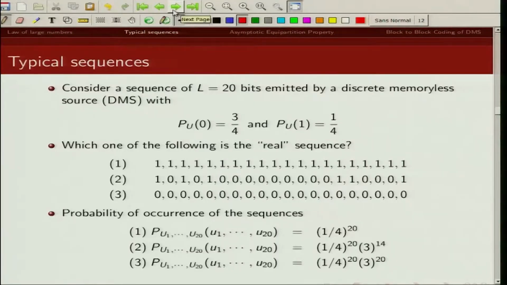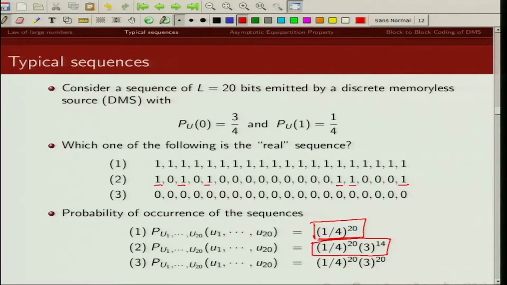Now if we look at the probability of occurrence of each of these sequences, because 1 happens with probability 1 by 4, the first will happen with probability 1 by 4 raised to the power 20. In the second example we have 1, 2, 3, 4, 5, 6 ones, and 14 zeros. So this will be 3 by 4 raised to the power 14 into 1 by 4 raised to the power 6. So that's this quantity.